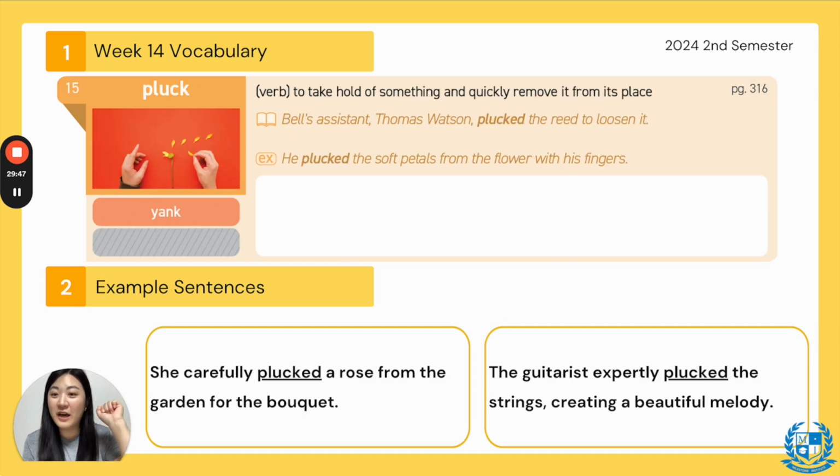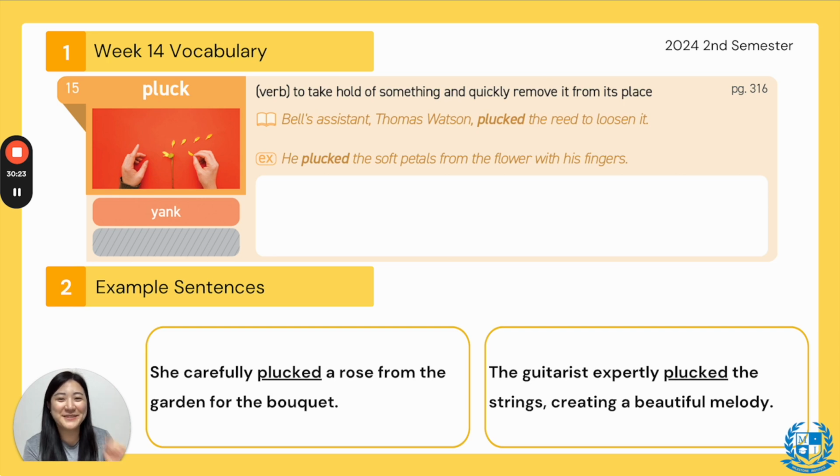And we're done with our novel words. Let's move on to our textbook words. We are on page 119. Number 15, the word is pluck. Everyone say pluck and do this with your fingers. Pluck. The synonym is yank and it's a verb. It means to take hold of something and quickly remove it from its place. In our textbook, it says, Bell's assistant, Thomas Watson, plucked the reed to loosen it. So we're just plucking it.